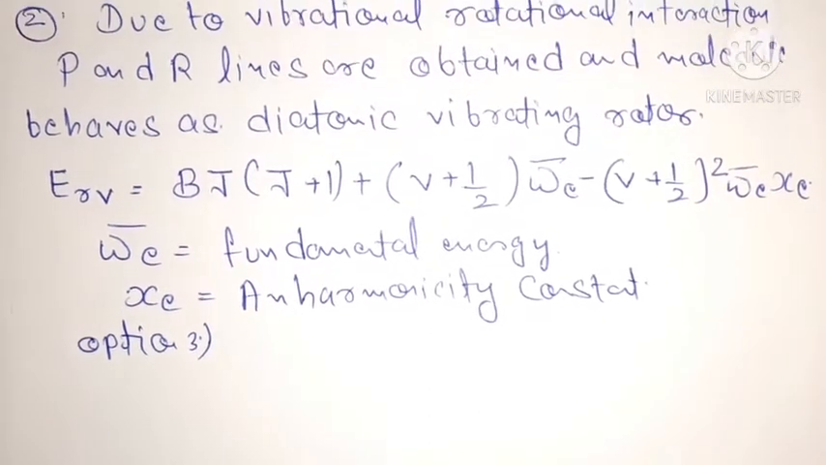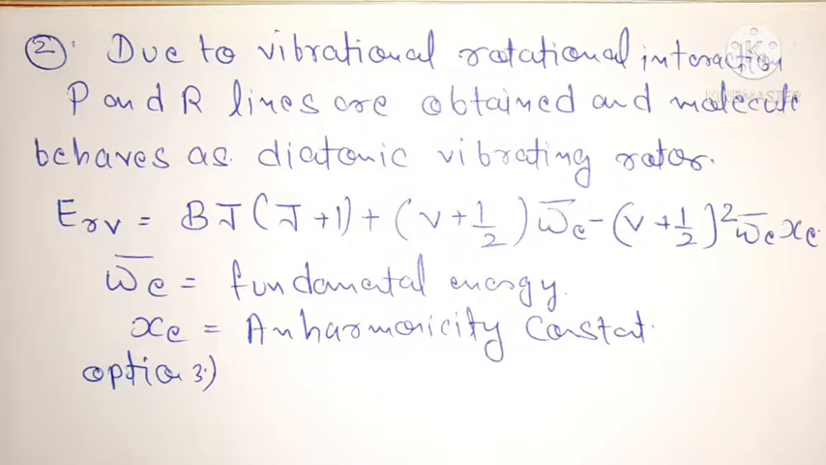And when you carefully observe the question, it is P and R lines, and we know very well that only the rotational-vibrational spectrum consists of P and R lines in its spectrum. So option number 3 is the correct answer. I hope you understand it.